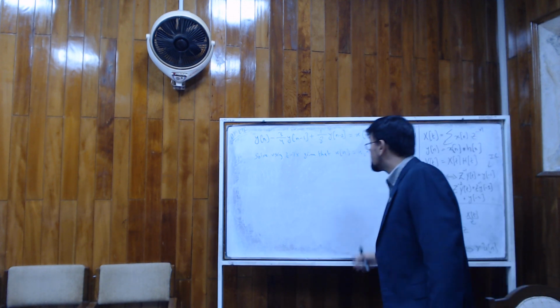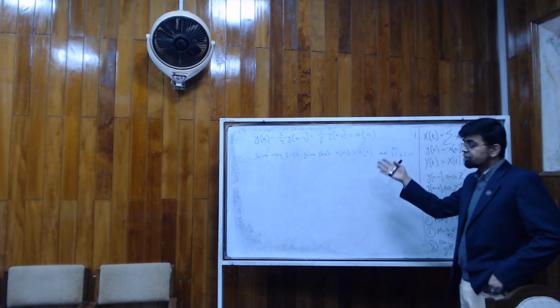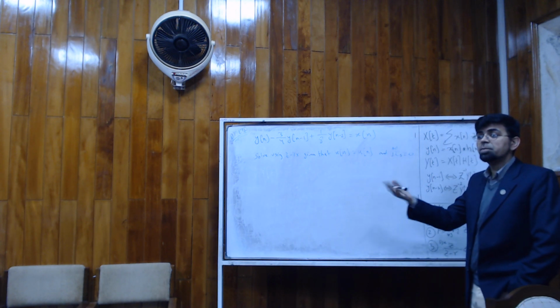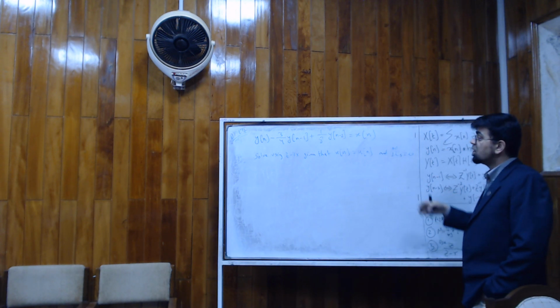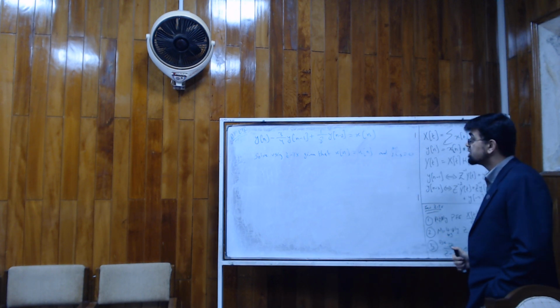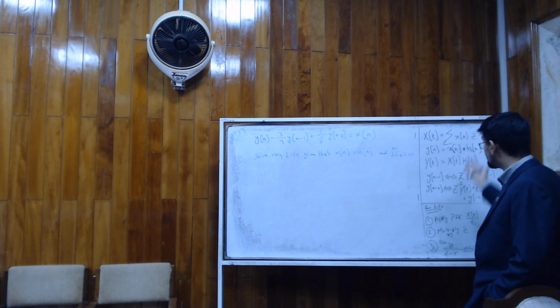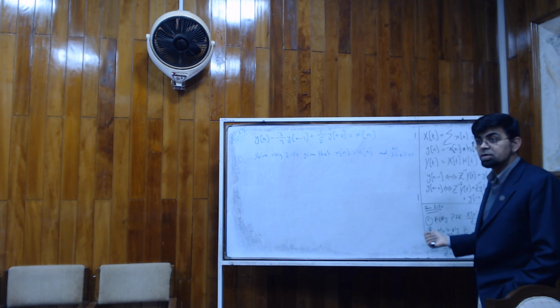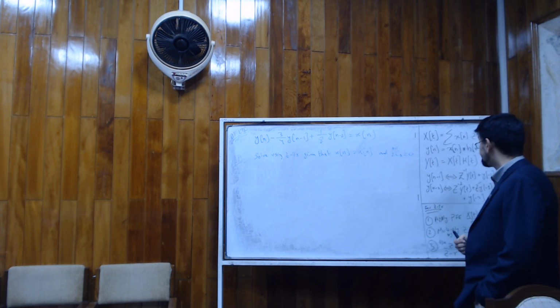How do we start? What do we know? We know now, of course, this is about Z transform. This is a Z transform of a difference equation, which is representing a DT-LTI system. What will we use from here?